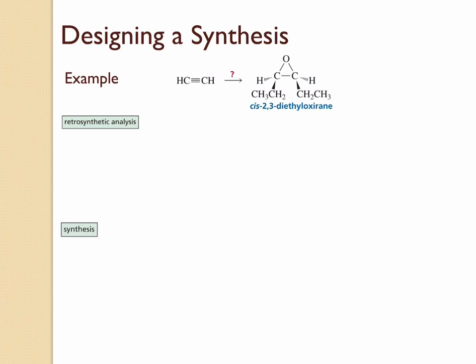How can we perform this following conversion? So we have acetylene molecule which needs to be converted into cis-2,3-diethyloxirane, which is an epoxide. Let's take our target molecule and find the synthetic precursor for that molecule. So how can we synthesize epoxide? Epoxides can be synthesized from alkenes, right? So if we have a double bond between these two carbons, then we can easily synthesize this epoxide. So that would be the synthetic precursor for this molecule.